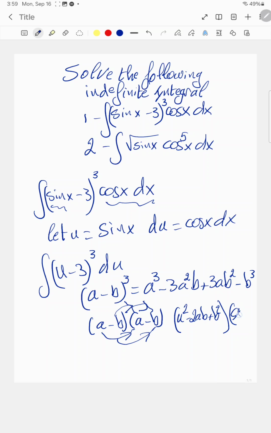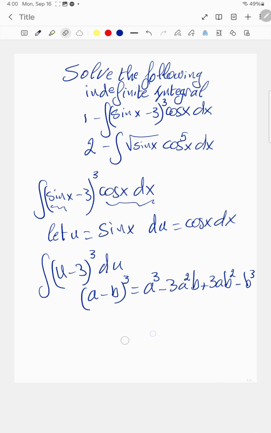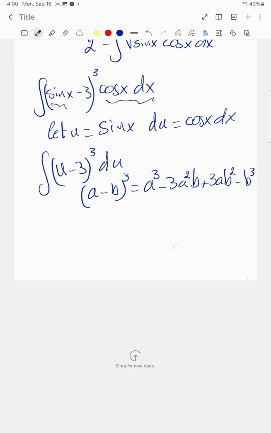You multiply that by (a − b), and you do exactly the same thing: the first term times the first term, times the second term, and so on. And you will have exactly a^3 − 3a^2b + 3ab^2 − b^3. So I advise you to study that formula if you don't know it. I'm sure you studied it in previous calculus or math courses, and you have to know it. It's faster for you in the exam. So let's apply the formula.